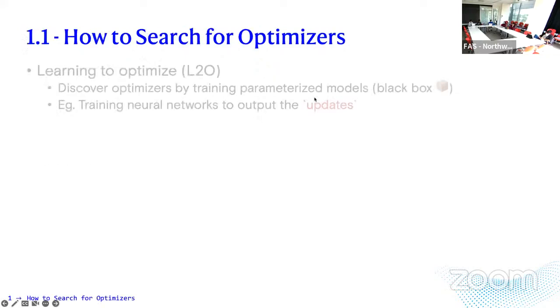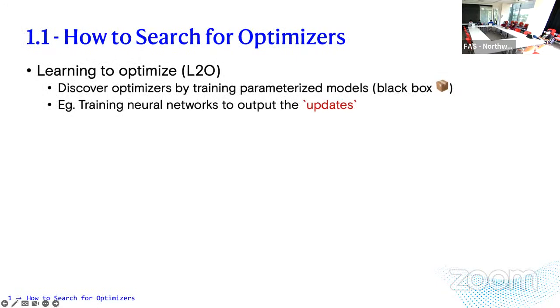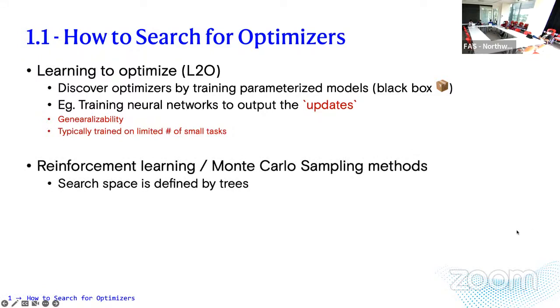When searching for optimizers, there are a couple of ways to do this. One approach is to train a neural network to output the updates. It's sort of a black box method. Because of that, there are generalizability issues, and typically these learning-to-optimize methods are trained on a small number of tasks.